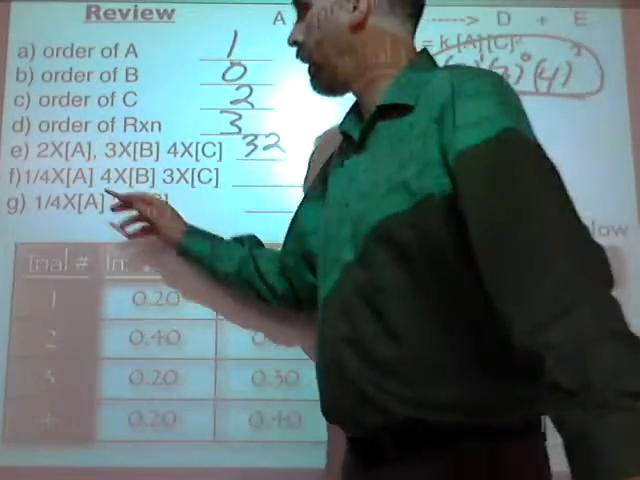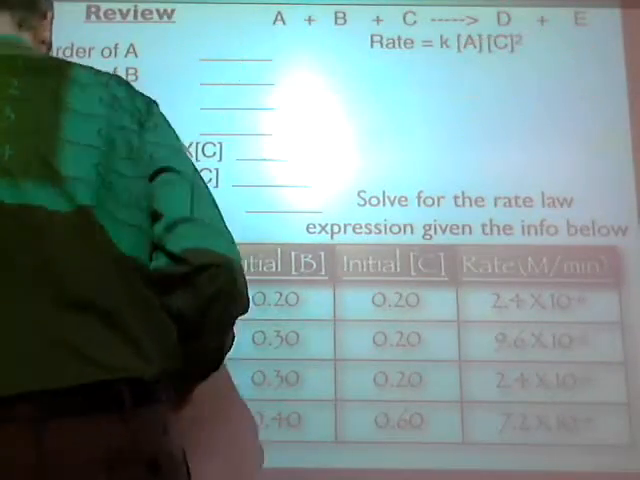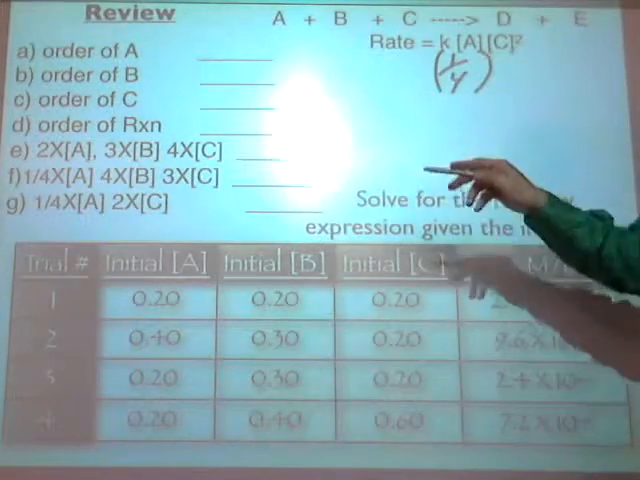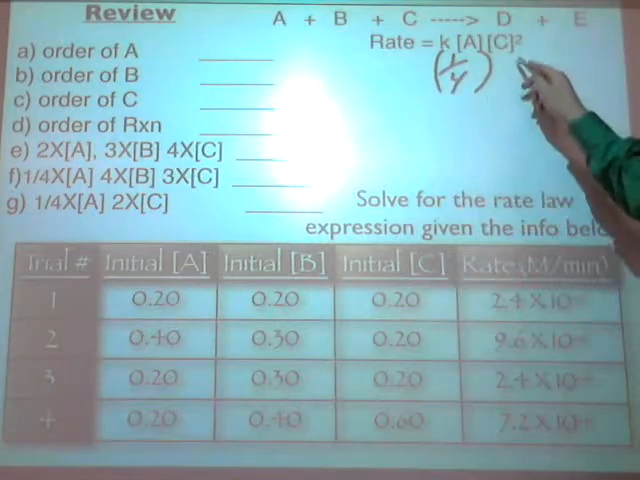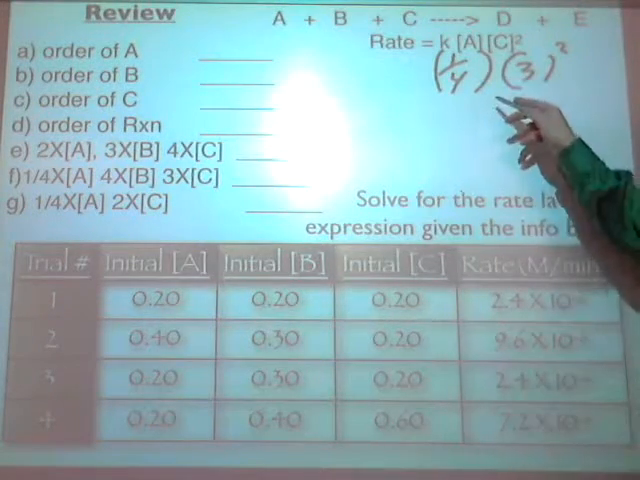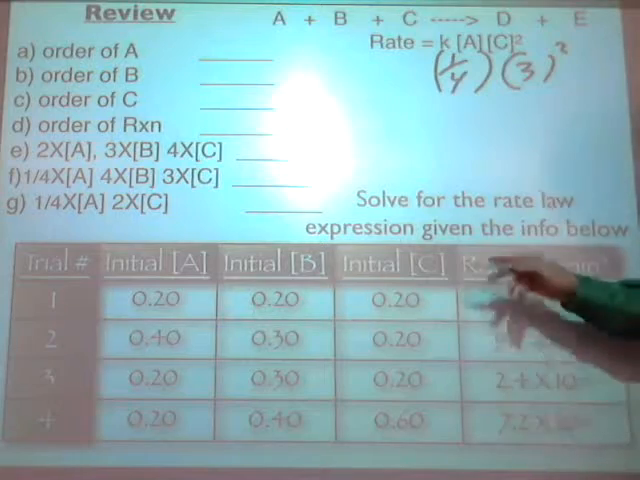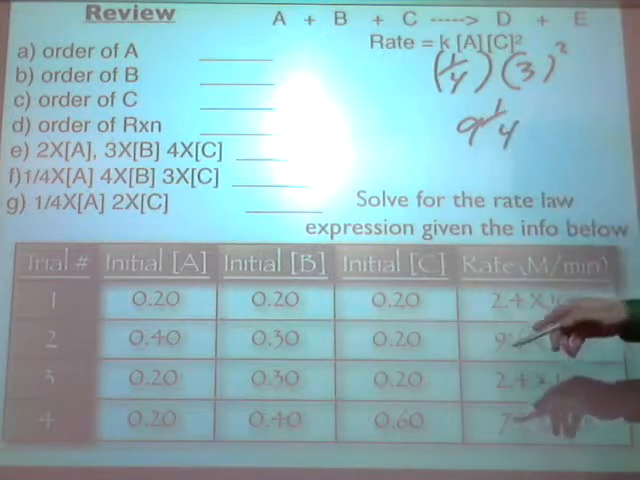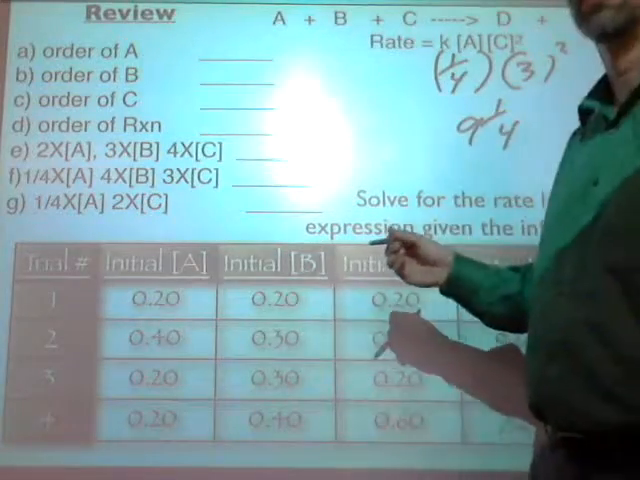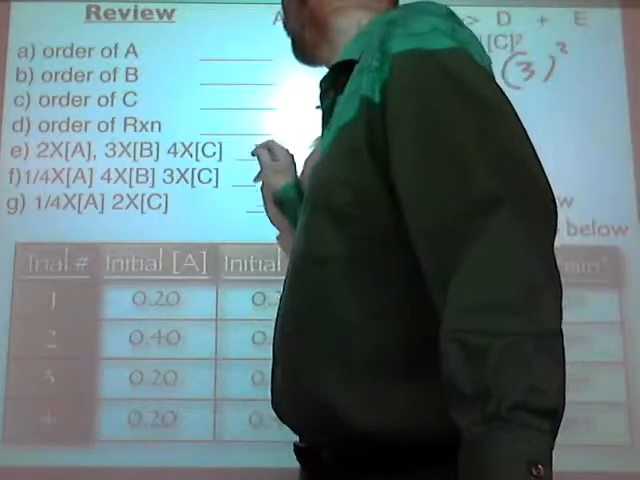All right, this guy right here. I take 1/4 of A. 4 times B, let's just leave him out. We know he doesn't involve. And 3 squared. Okay, so it's going to be 9 times 1/4. What's the mistake we often make here? Putting down 9 1/4. That would be a bad mistake, wouldn't it? What would the answer be? What's the real answer? 9/4.